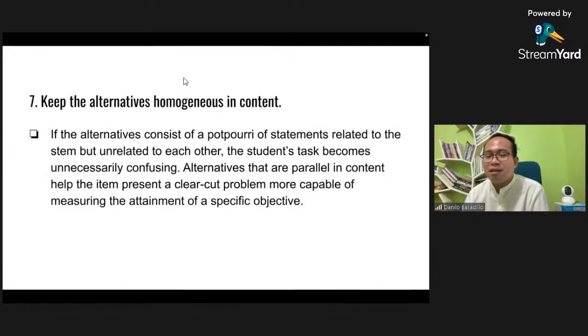Okay. This is also very important. If the alternative consists of a potpourri of statements, meaning a lot of statements related to the stem but unrelated to each other, the student's task becomes unnecessarily confusing. And alternatives that are parallel in content help the item present a clear-cut problem, more capable of measuring the attainment of a specific objective.